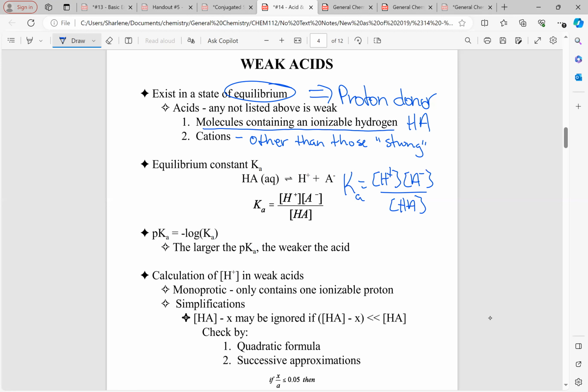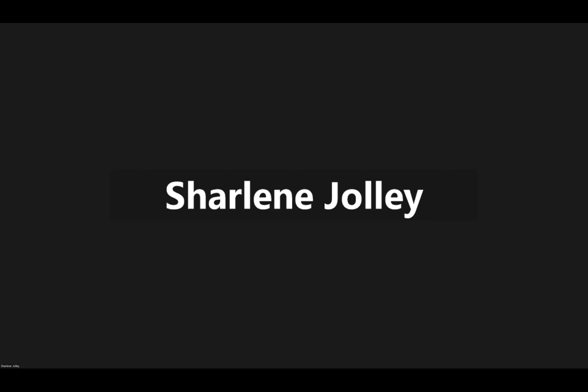And I do need to show you one other little nifty trick. So the pKa, remember the p just stands for I took the negative log of it. So we have been comparing equilibrium constants. Hey, does it favor products? Does it favor reactants? Well, I want to compare acid strength based on the Kas. So I'm going to jump over to the whiteboard again. And this is a nifty little trick.